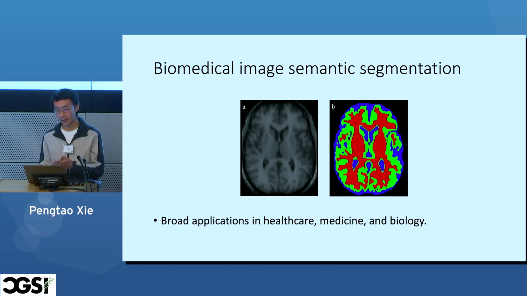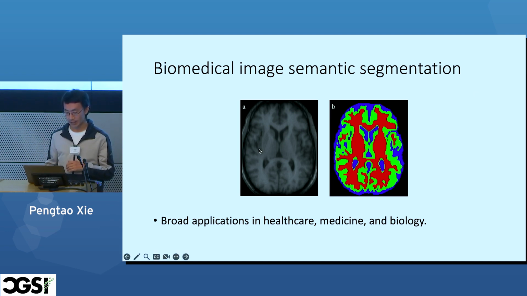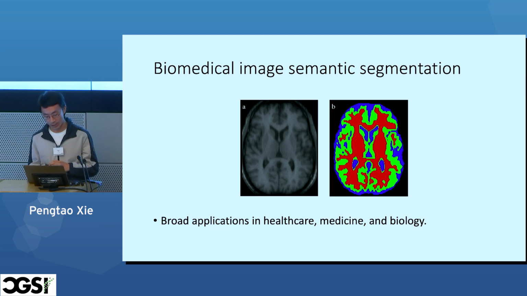Biomedical image semantic segmentation is a fundamental task in healthcare and biology. Basically, the task is we have our input image, and we want to predict the semantic segments in the image. We label each pixel in the image with a semantic label. For instance, here the input is an MRI image. The output would be something like this. So we label the different regions in the brain using different classes. It has many applications in healthcare, medicine, biology, etc.